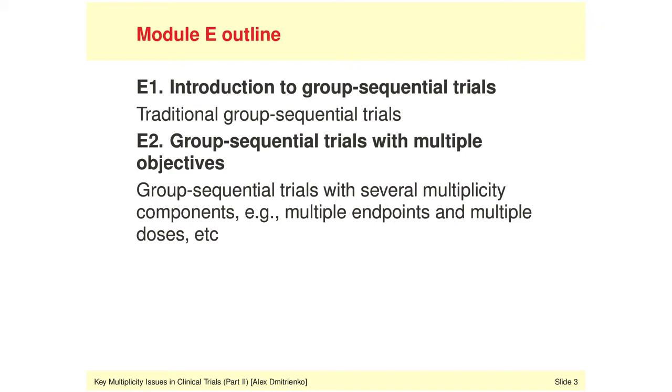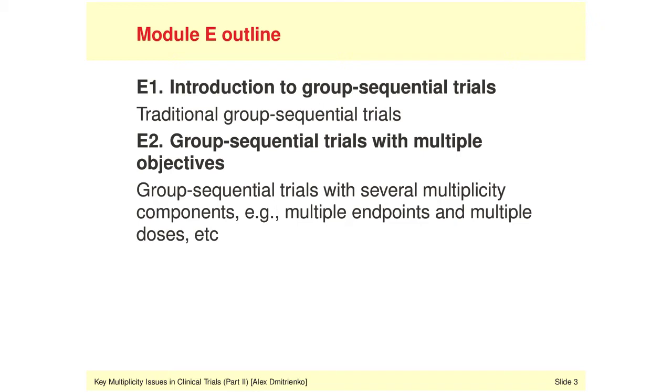So back to the outline of Module E. As you can see on the slide, there will be 2 sections in this module. First, Section E1, Introduction to Group-sequential Trials. In this section, we will assume that the only multiplicity component in a clinical trial is the repeated assessment of the treatment effect across several decision points.